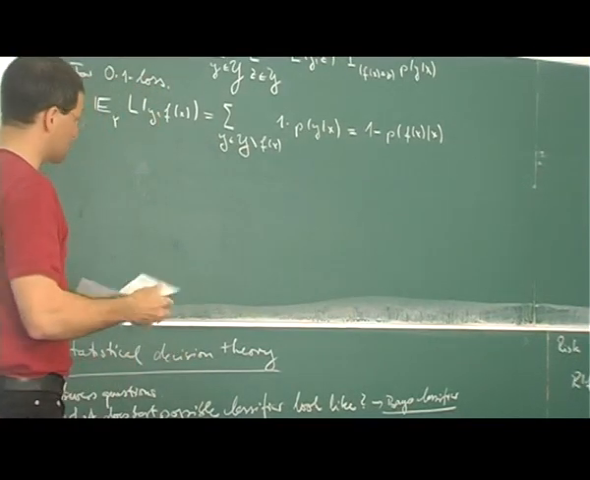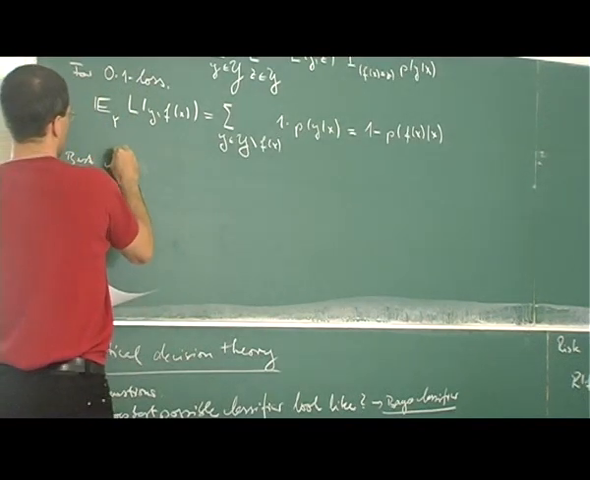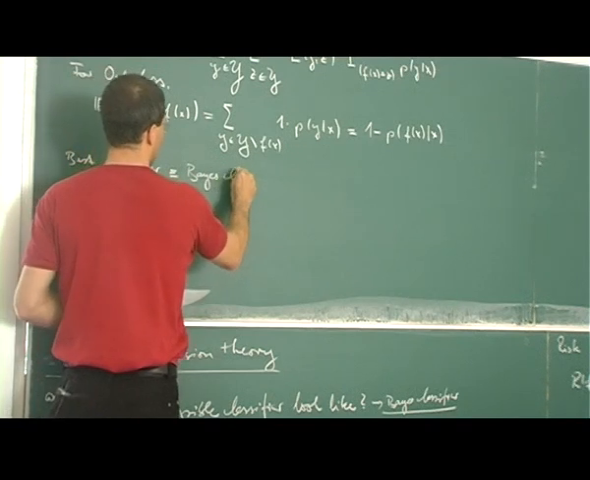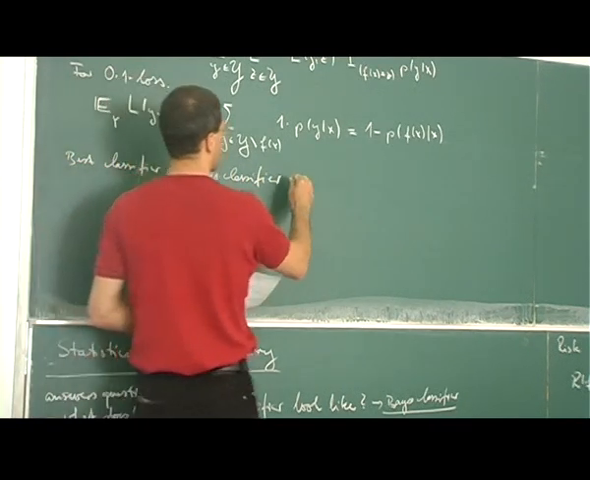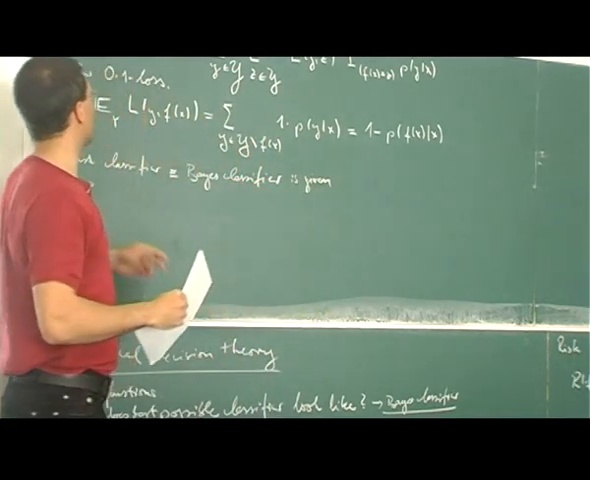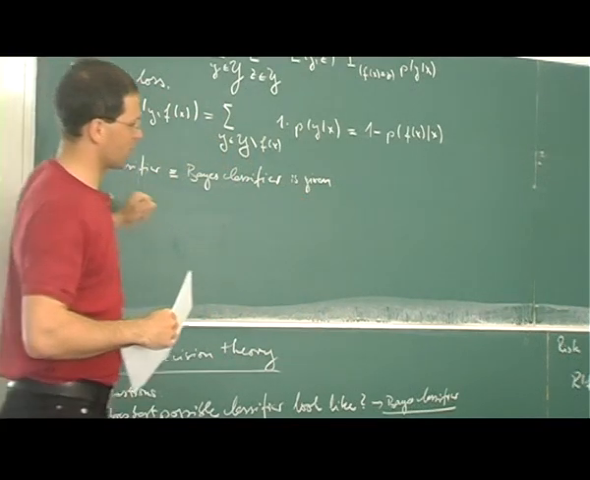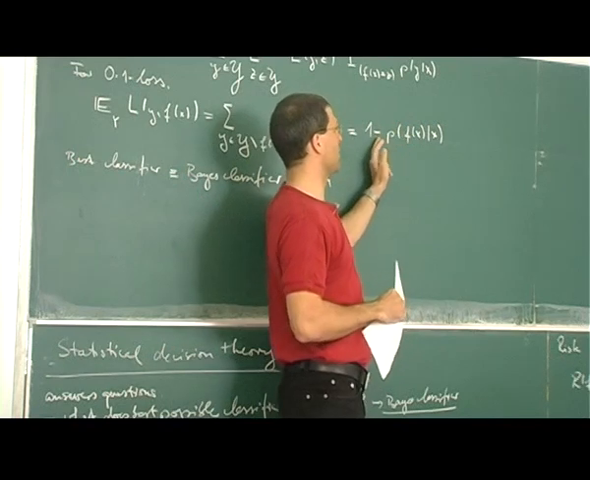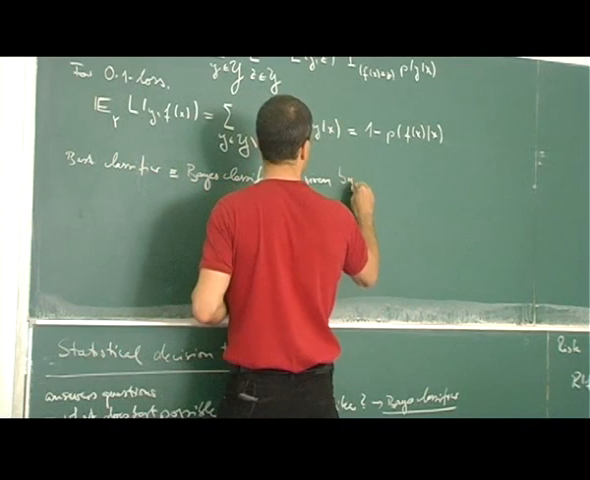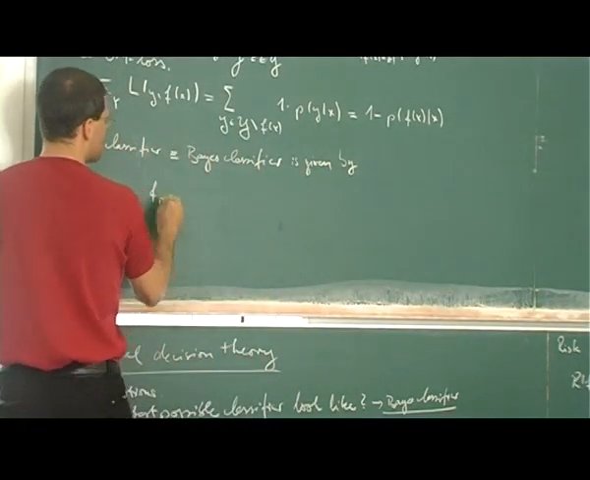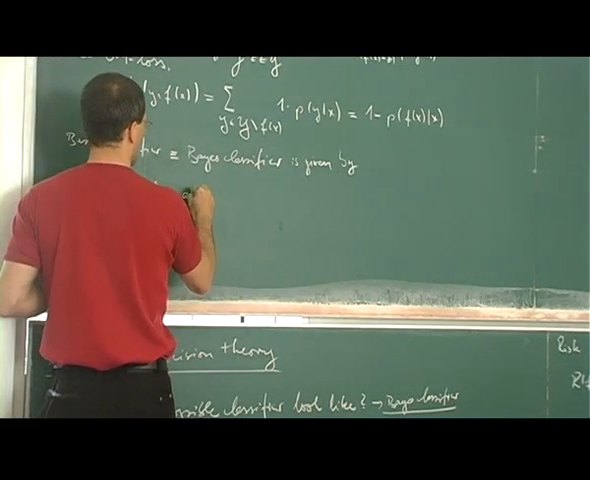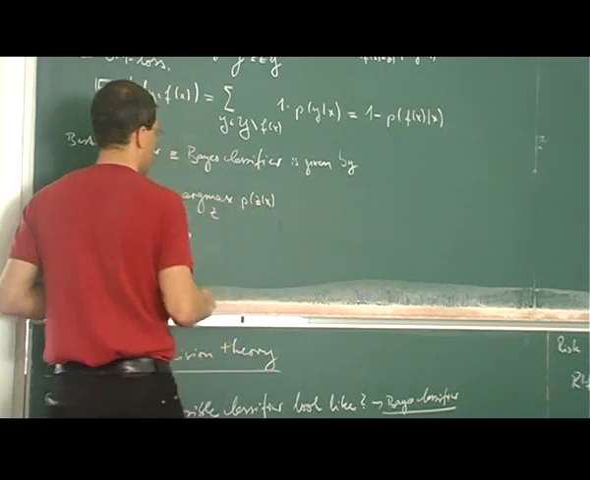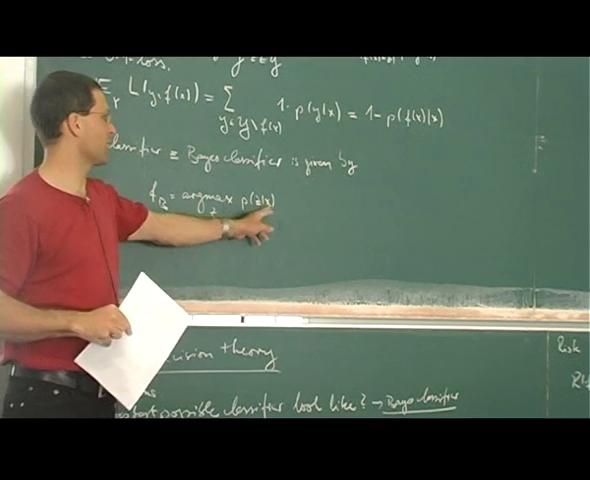So the best classifier, which is synonymous for the base classifier, is given by, remember, we want to make the risk as small as possible. So to make the risk as small as possible, we have to make this expectation as small as possible. Hence, we have to make this term with a negative sign as large as possible. So I'm writing FB here for the base classifier. And this should simply be the class which has the largest posterior at this location X.